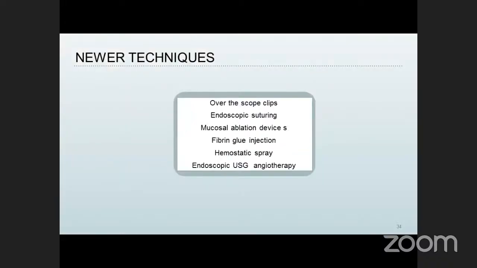Even newer techniques have come up, which are being described on the slide, like the over the scope clip, endoscopic suturing, mucosal ablation devices, fibrin glue injection, or hemostatic spray, or endoscopic USG angiotherapy.